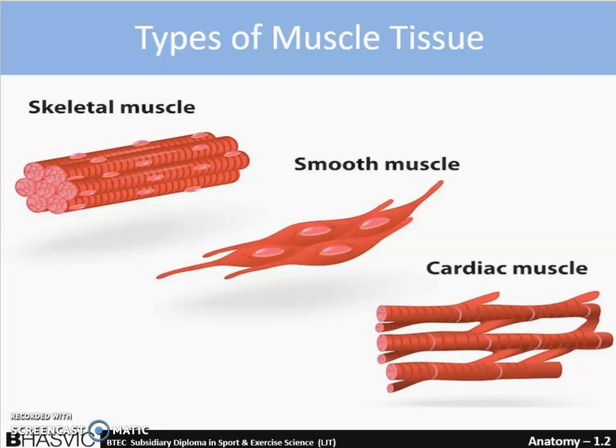Anatomy, types of muscle tissue. Skeletal muscle, smooth muscle, and cardiac muscle are the three types of muscle tissues. They are not all the same, and they have different functions and locations around the body.